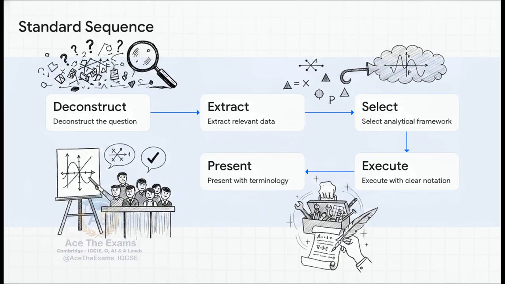Step 1. Deconstruct the question. Sam failed here by missing command words. You need to circle whether it says sketch, plot, evaluate, or compare. Step 2. Extract relevant data. Pull out the amplitude, the period, and the phase shift.